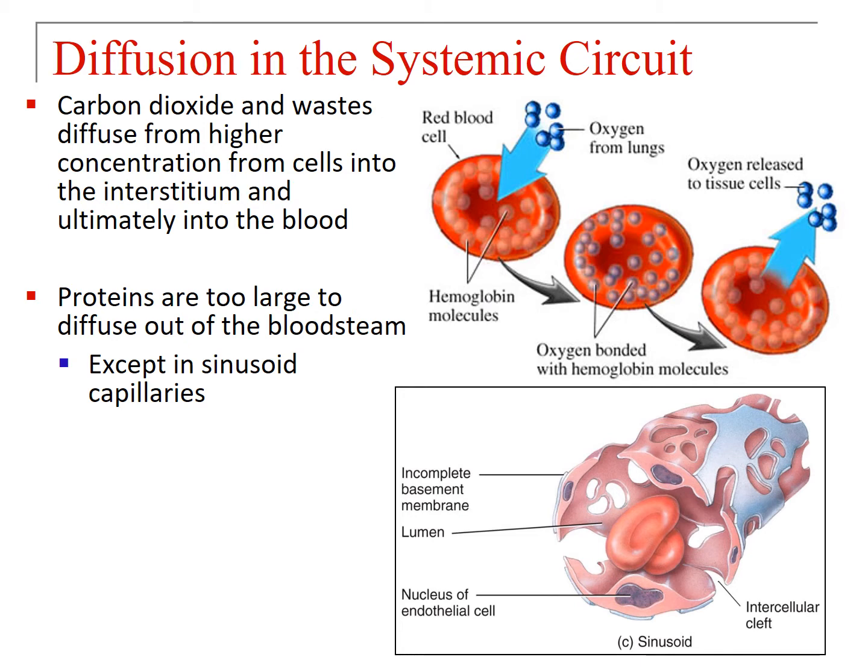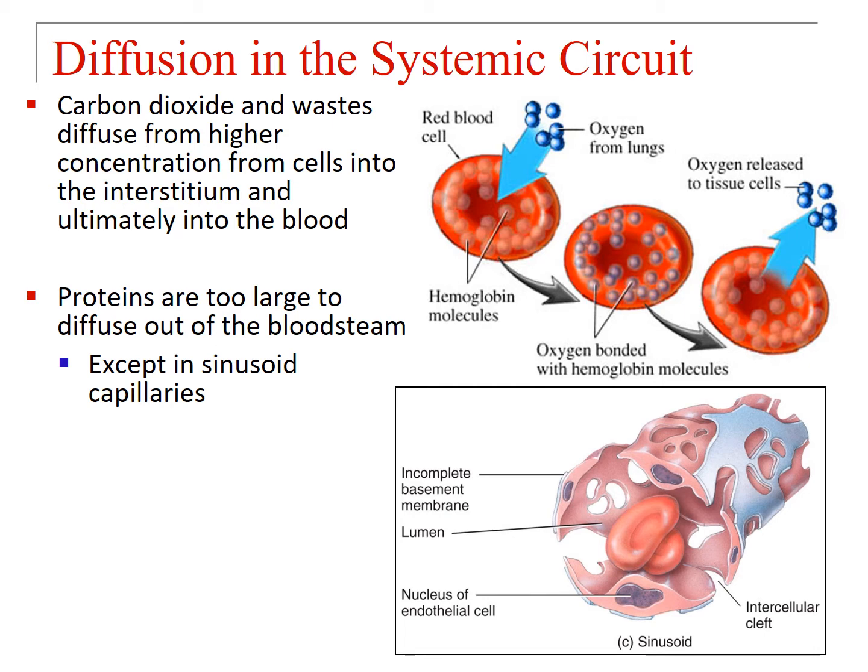Likewise, carbon dioxide and wastes will diffuse from the higher concentration in cells into the interstitial fluid and then ultimately into the bloodstream. Carbon dioxide is probably the best example of this. It is produced, of course, as a product of cellular respiration and will diffuse out of cells into the interstitial fluid and from there into the bloodstream. The process is a little bit more complicated than that, but we'll cover the complications when we talk about the respiratory system.